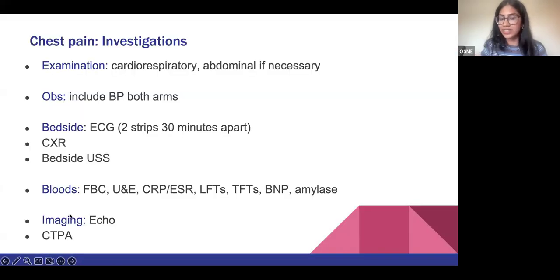Sorry, let's go back. There are some Socrative questions based on chest pain. I haven't discussed management here because most of the emergency ones we'll discuss in that other lecture. And yeah, if you guys, sorry, go on to the Socrative.